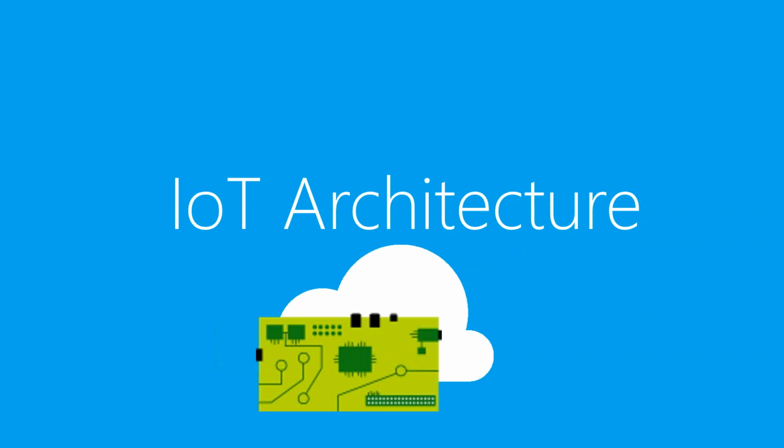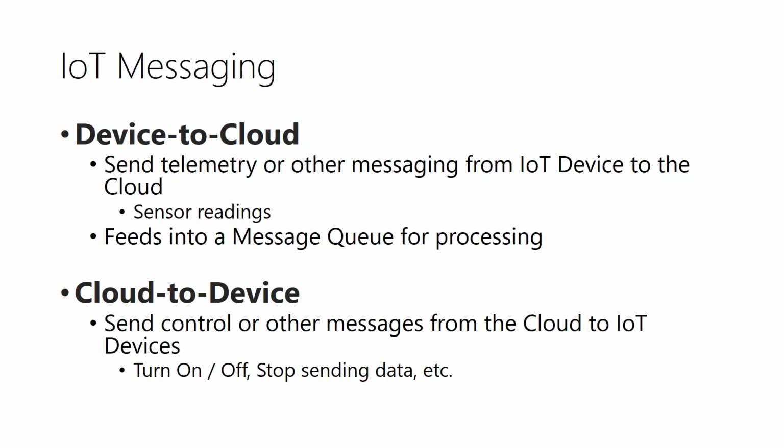Getting into Internet of Things architecture. When you're connecting devices and communicating between that device and the cloud, there's what we call two-way messaging. That is a very common scenario in Internet of Things solutions. Two-way messaging allows both device-to-cloud messaging, where we're sending device telemetry, sensor readings from our devices up into the cloud, and then processing and handling those somewhere.